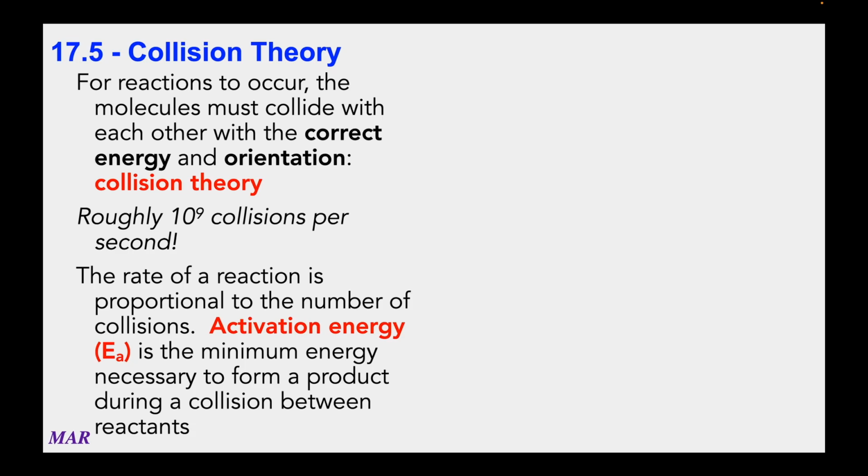And activation energy, which gets the symbol E sub A, is the minimum energy needed to form a product in a collision between reactants. So if you don't have that activation energy in the way the molecules come together, you're not going to have any products form. The reactants will kind of look at each other but not do anything. Once you get to the activation energy, then you have enough energy for the molecules to slam into each other and actually make products.